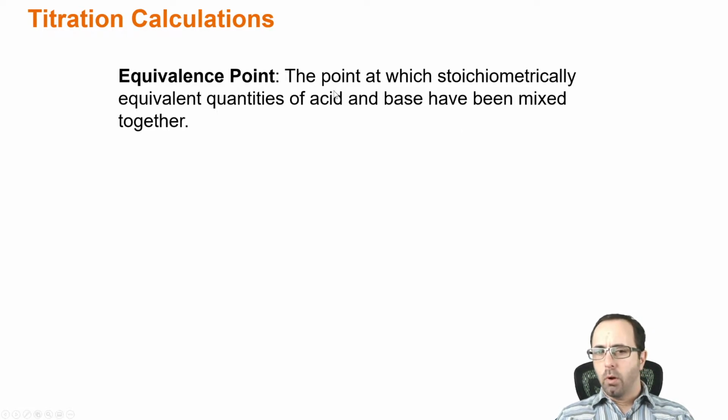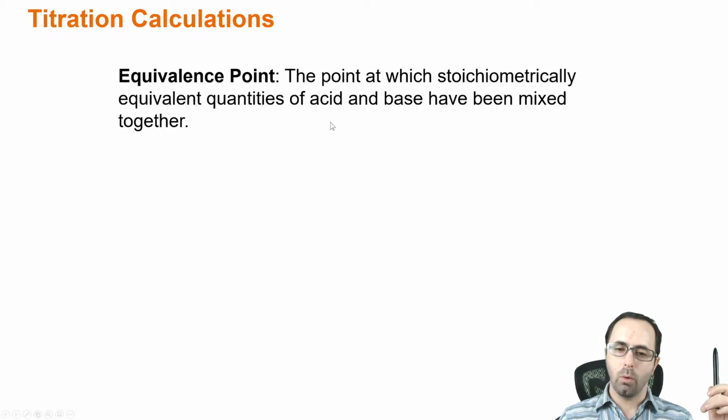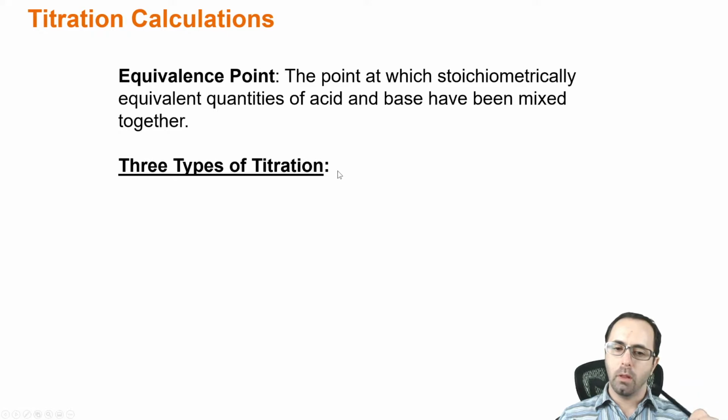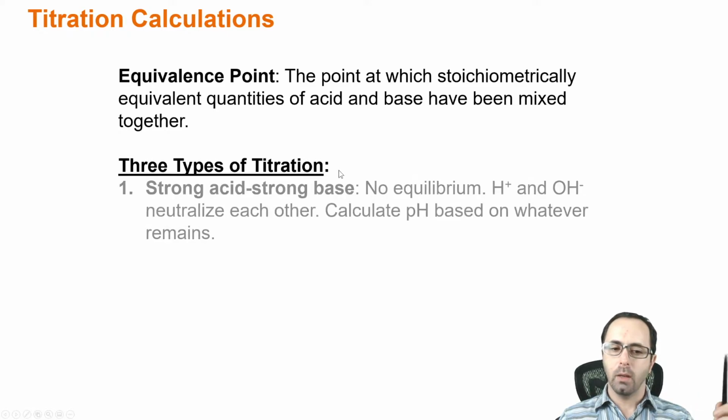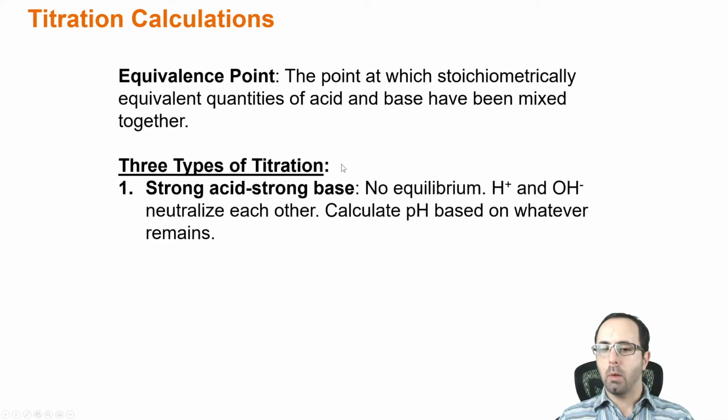So the equivalence point is defined as the point at which the stoichiometric equivalent quantities of acid and base have been mixed. Usually that's a 1-to-1 molar ratio. It can be different, but it's usually 1-to-1. So there are going to be 3 different types of titrations. We can have strong acid, strong base.